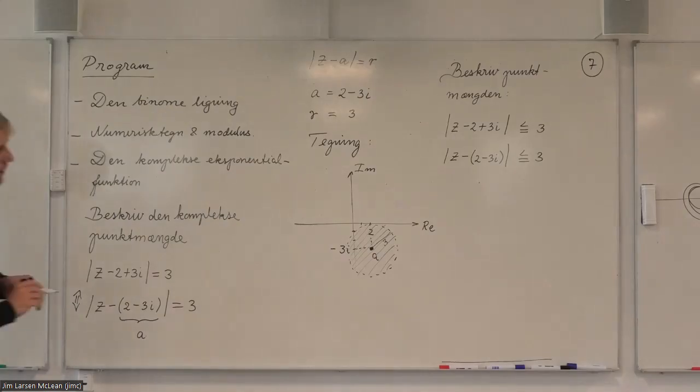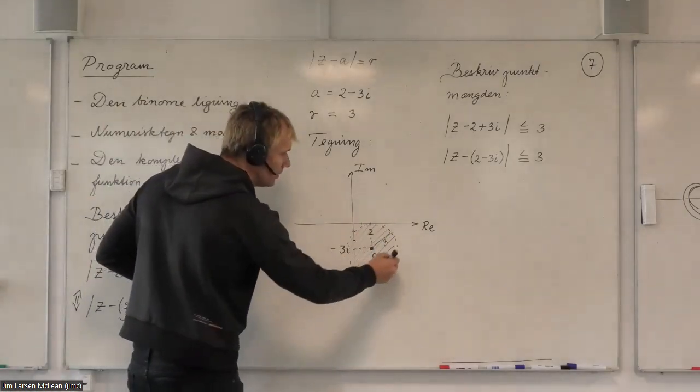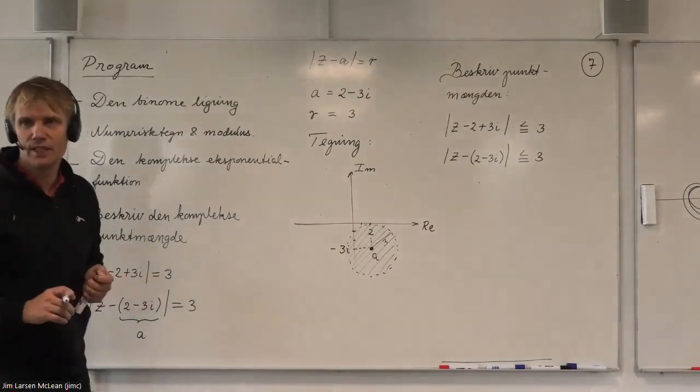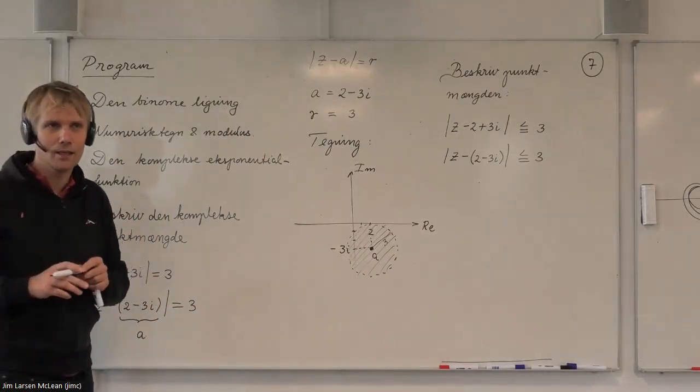So it includes all points within the circle, as well as all points that lie on the circle. So it's the circular disk, including the edge. What do you say? Yes.